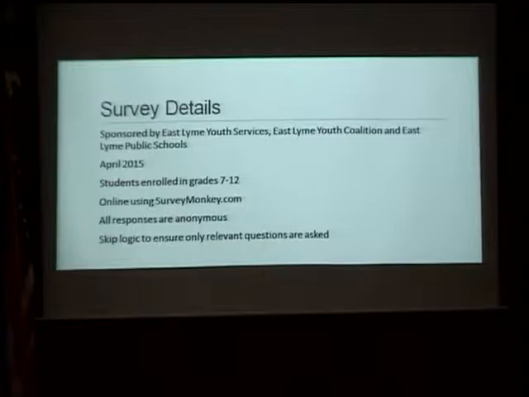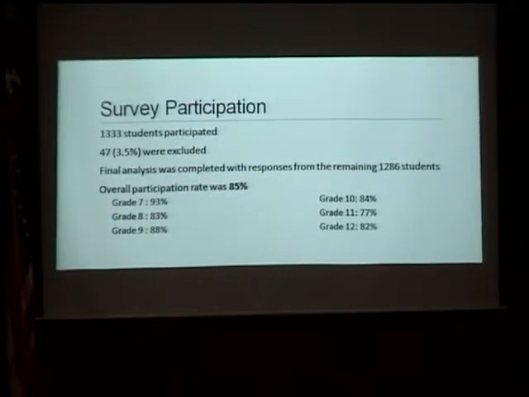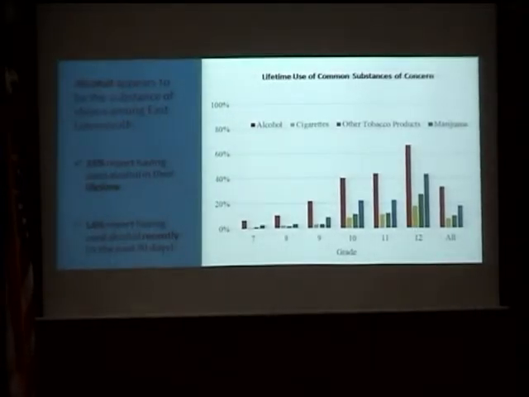So the basics here, East Lyme, this was done through 7th through 12th grade. It was done on SurveyMonkey. Everything was anonymous, and it was whoever was in school on the day that it was given. And there was skip logic and all of that if you have specifics about it. There were about 1,333 students that participated. That is wonderful. Again, about 85%. You can see the breakup of the different grades. It was a fantastic response for, again, everyone in school.